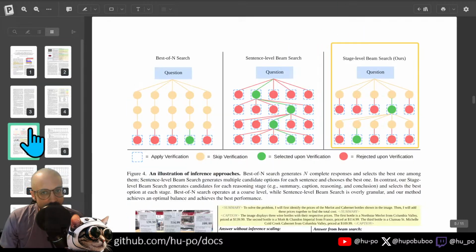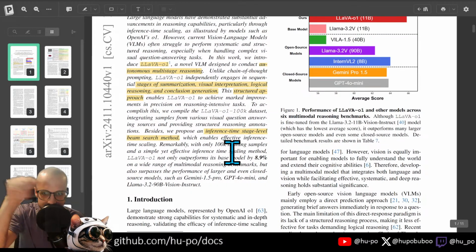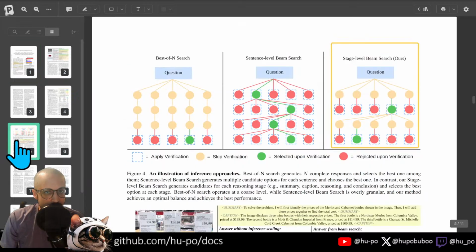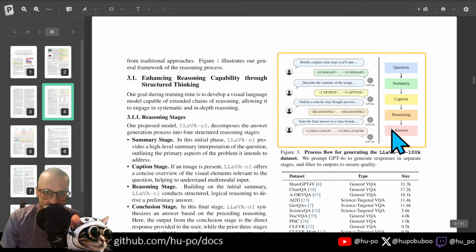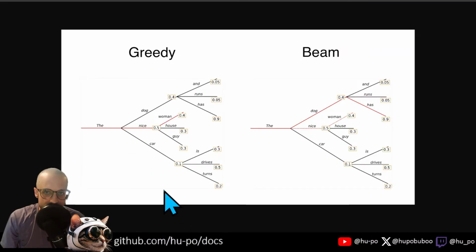So in this case, they also have a little bit of fancy sprinkle of magic on here as well. They have an inference time stage level beam search method. So not only do they have these kind of hard-coded or structured reasoning steps, but they also beam search within each of those steps, right? So here's probably the simplest way to understand beam search. Let's say you're outputting tokens autoregressively, right?